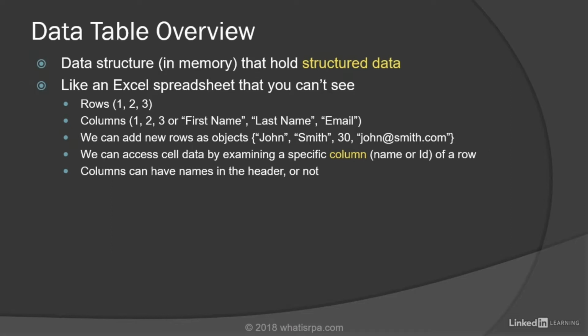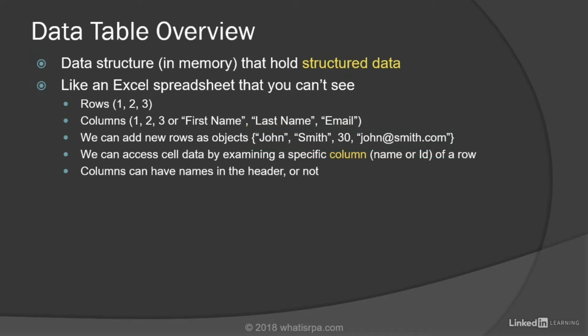They have rows that are labeled by ID like 1, 2, 3. They also have columns that can be labeled by ID like 1, 2, 3. Or they can have names in the header like first name, last name, email, and so on. We can add new rows to the data table as objects. And here you can see that there's curly braces around several values representing a specific human being.